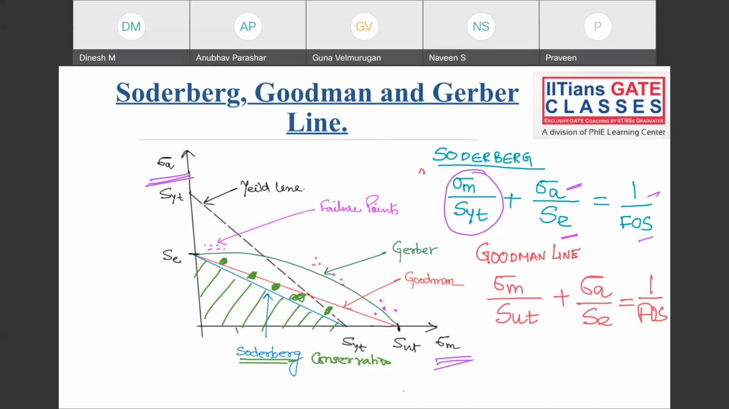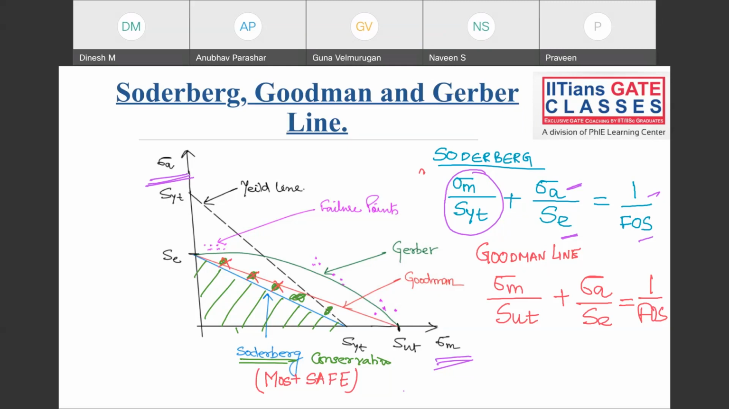In other way, I can say the most safe. Conservative means most safe, or I can say safest. If the question is being asked, which of the following criteria give you the most safe result? What will be the answer? The most safe answer will be by the Soderberg criteria, because it is assuming all other points.